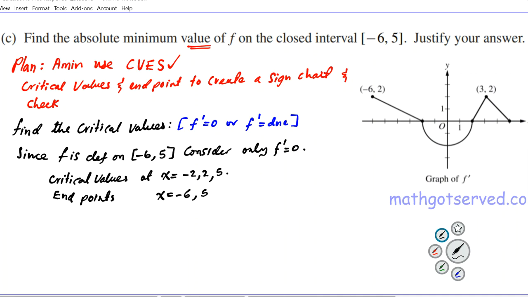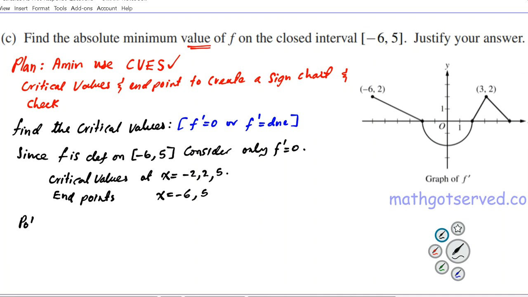You notice we have an overlap with the 5s, okay? So these two count as 1. All right, so the combination of your critical values and your endpoints are your potential local extremas, okay? Your potential extremas. So let's put them together.